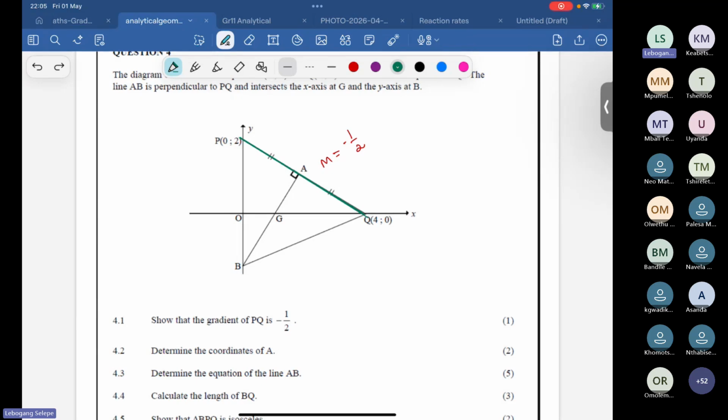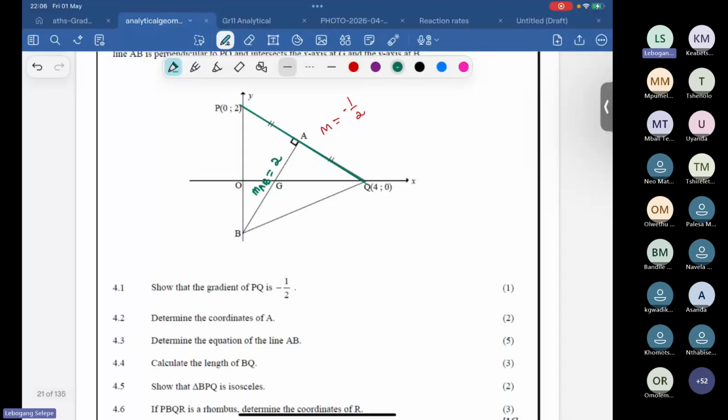What is the gradient of AP going to be? 2 over 1. 2. Perfect, right? And then now I have the gradient of AB. How do I determine the equation then? Obviously, you're going to substitute the point. Which point do I have? A. Exactly, because we calculated it in 4.2. You have that point, you substitute it, you solve for the value of C, and then you get the equation.